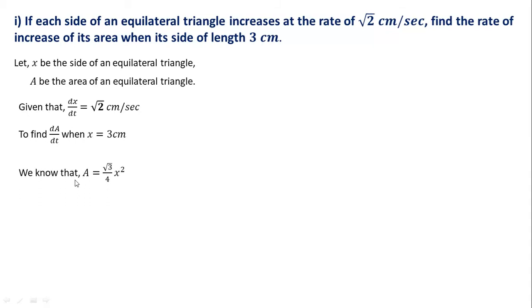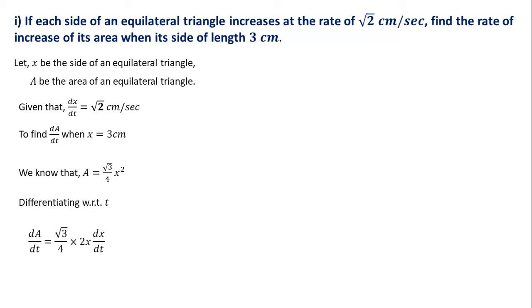So if you remember that, then we can write, we know that A is equal to root 3 by 4 into x square. This is the formula of the area of an equilateral triangle. Now from dx by dt we have to find out dA by dt. So we have to differentiate this formula with respect to t. Then we will solve further. So differentiating both sides with respect to t, what will you get?